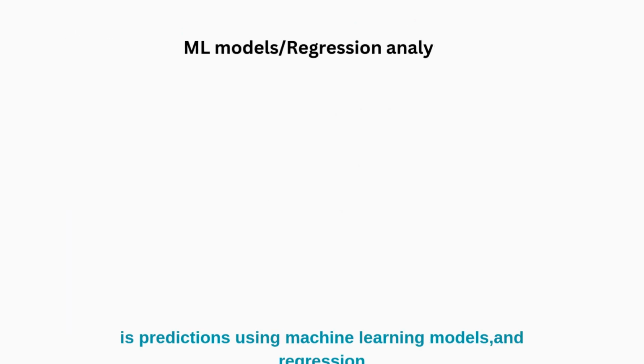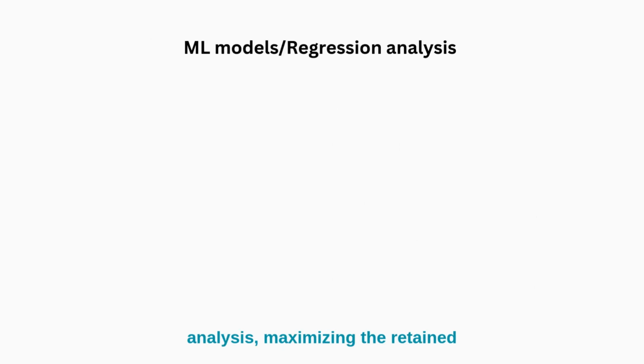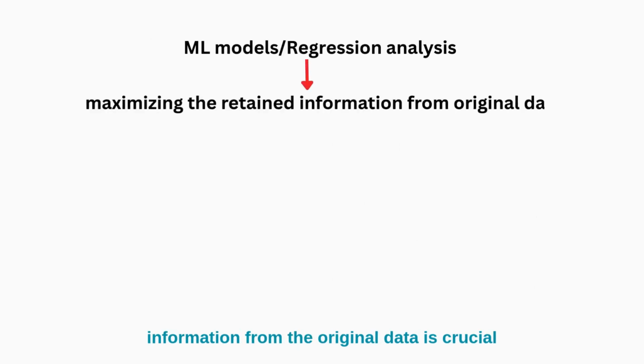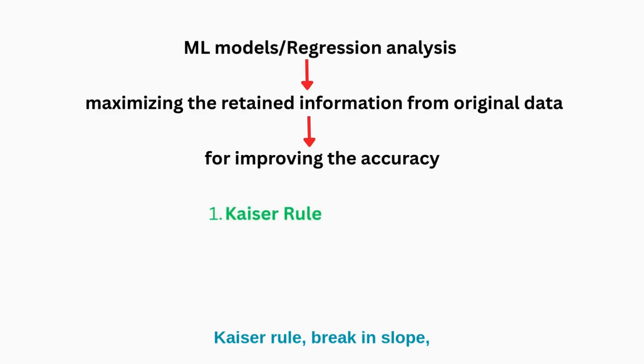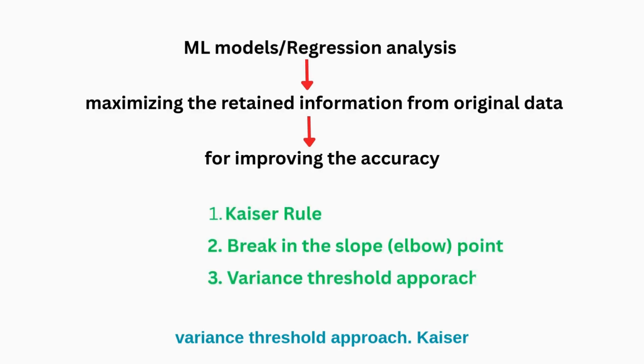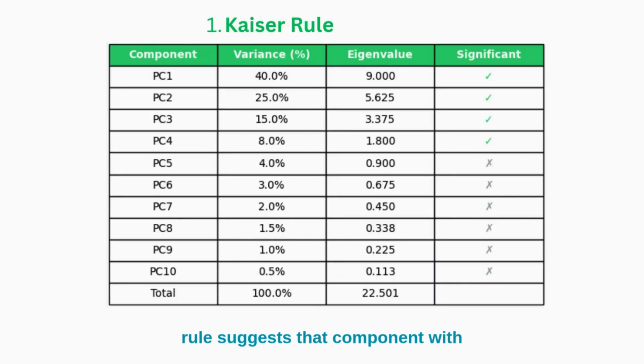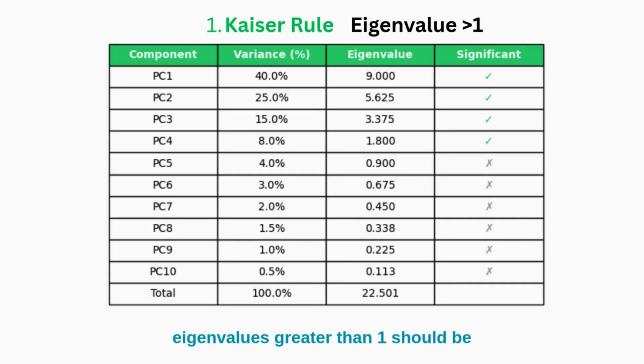But if your goal is predictions using machine learning models or regression analysis, maximizing the retained information from the original data is crucial for improving the model quality and the accuracy of the model. So to decide how many principal components we should retain, we can follow these methods: Kaiser rule, break in slope, and variance threshold approach. The Kaiser rule suggests that components with eigenvalues greater than 1 should be retained, as they explain more variance than a single variable. So according to this rule, here we would pick the first 4 components.